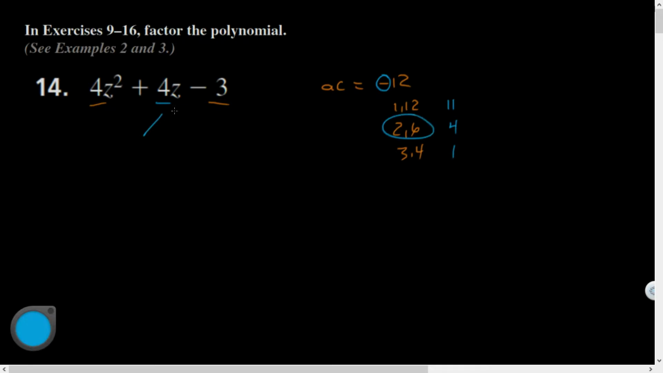So I'm going to split the b term into two like terms whose coefficients are the factors we just found. And so I'll have 4z squared with a 2z, and a 6z minus 3.